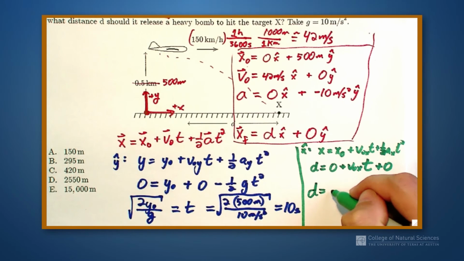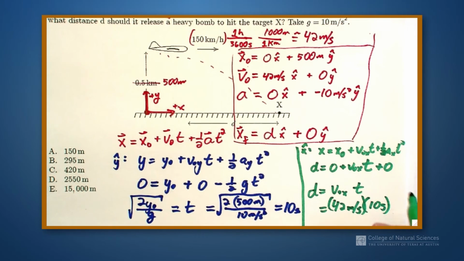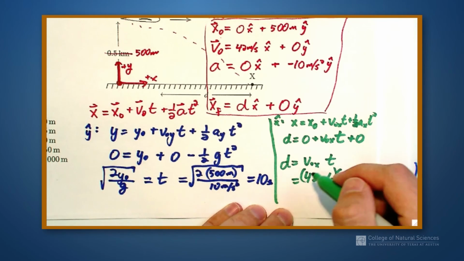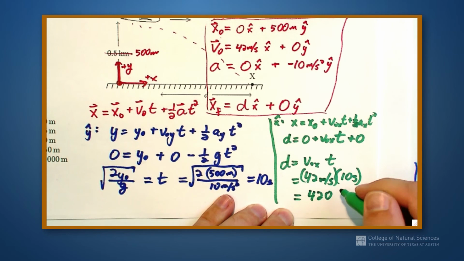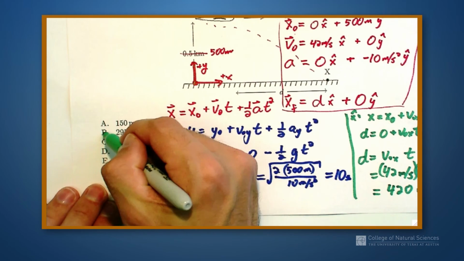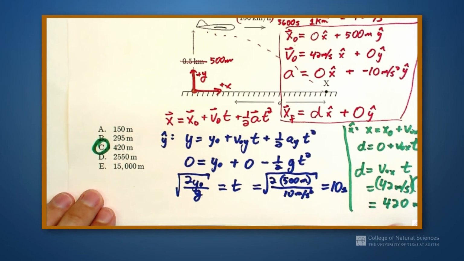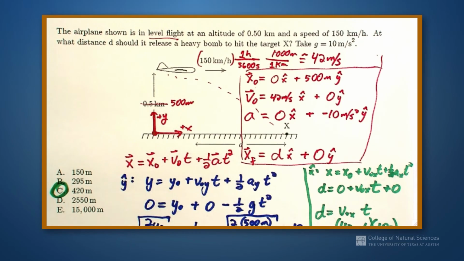So d is equal to v naught x times t. v naught x is 42 meters per second, and t is 10 seconds. At the very end, when everything is said and done, this is approximately 420 meters. The seconds cancel out. So I look over at my equation, and I see that the value of c is the one that solves this equation.